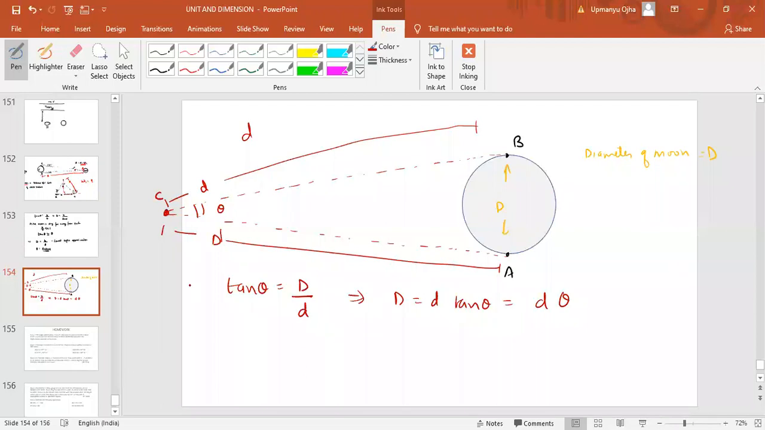Now, when we are using the parallax method, we have to use the angle theta. This angle should be in radians.